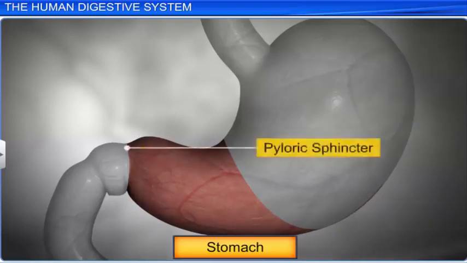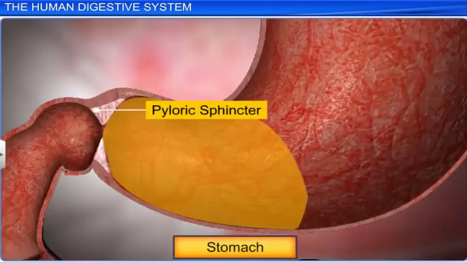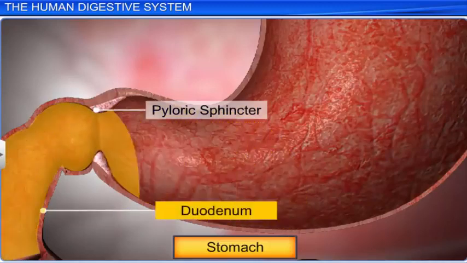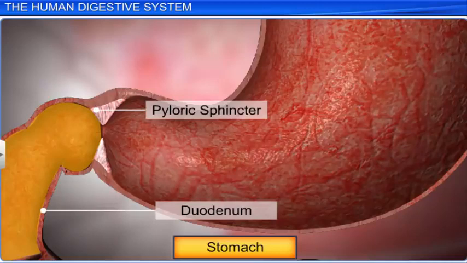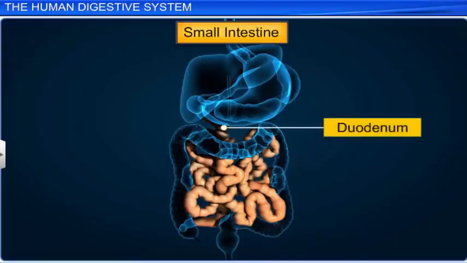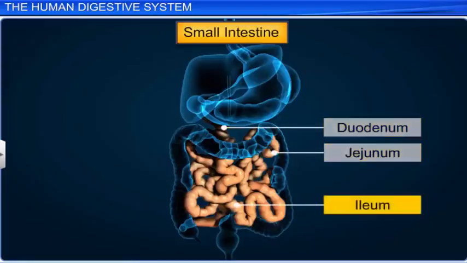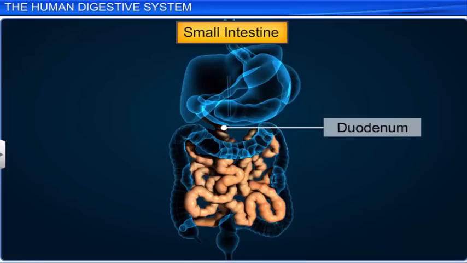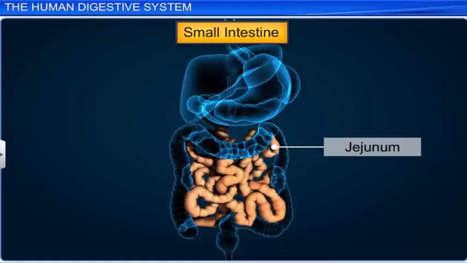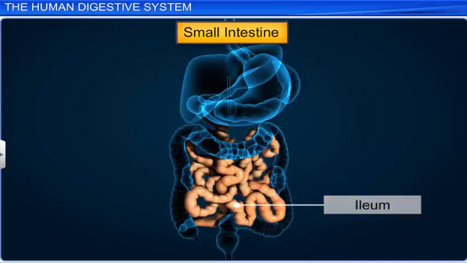At the end of the pyloric portion lies the pyloric sphincter, which regulates the flow of the churned food from the stomach into the duodenum, the first part of the small intestine. The duodenum is followed by the jejunum and ileum that make up the rest of the small intestine. While the duodenum is the short, U-shaped portion, the jejunum is the long, coiled portion. The ileum, on the other hand, is a highly coiled region that opens into the large intestine.